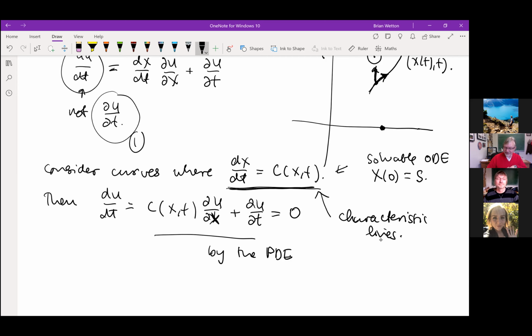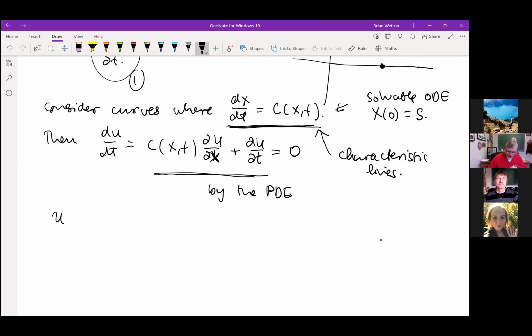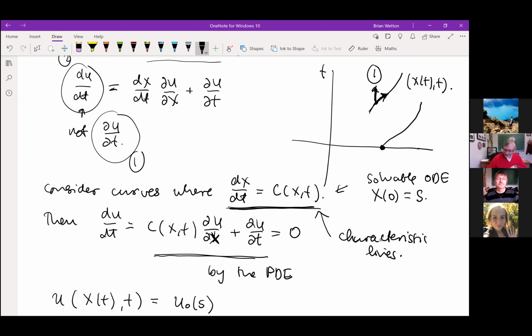If you look at lines that have that behavior, the solution doesn't change. And that means that if I look at u of x and t, these are following the characteristics. This is just going to be u0 at wherever I started from, right? I have initial data here. I follow this curve. And I know that the solution is constant on those curves.